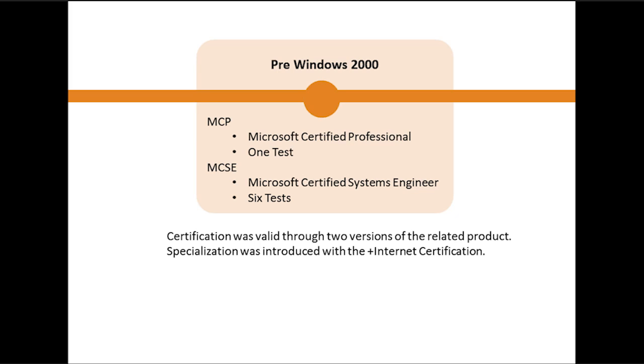In order to get your MCSE, you had to pass 6 tests. Okay, there were 6 very difficult exams you had to go through, and these are the ones that I went through back in the 90s when I got into this.